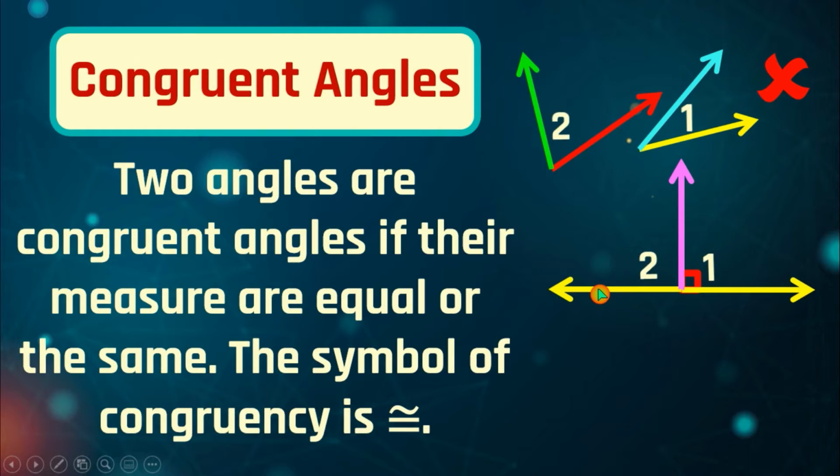Now, can we say that angle 1 and angle 2 are congruent angles? The answer is yes, because angle 1 is 90 degrees, angle 2 is 90 degrees. They are equal in measure and they are the same figure. Parehas sila right angle. Therefore, that's our congruent angles.